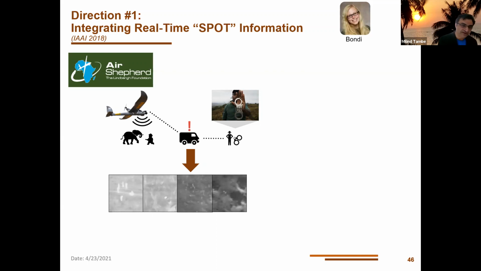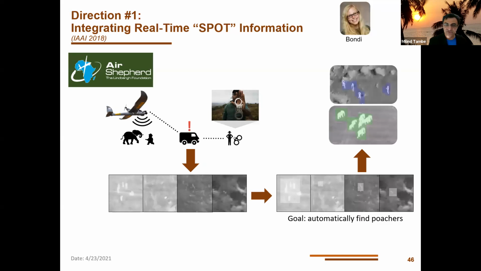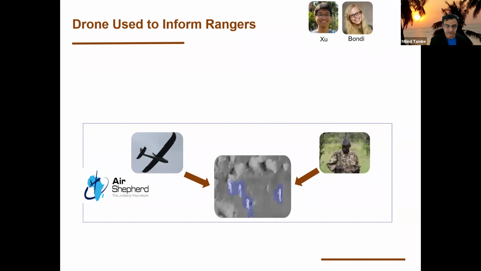Of course, this is a very difficult task for a human being. So our automatic poacher finder system called SPOT automatically detects these poachers and wildlife so that they can alert rangers. This is how SPOT is supposed to work. The drone will fly overhead, SPOT will run and automatically detect poachers. And then it's a human being who's going to call a ranger to say, hey, come stop these poachers.